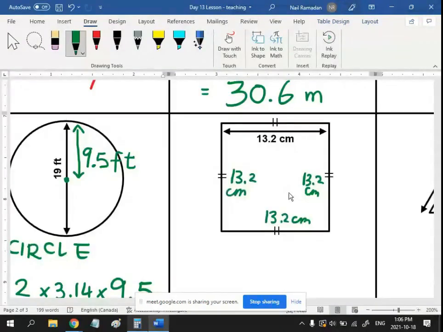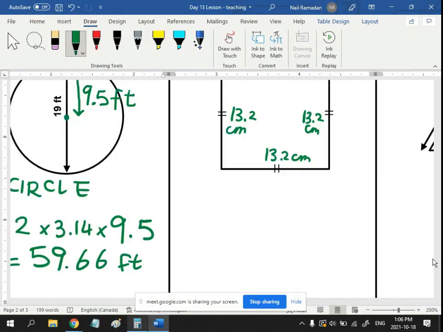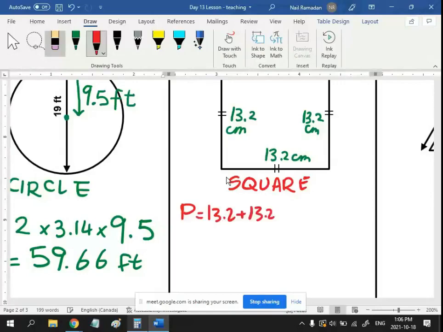So now you have a choice. You can actually add 4 of them together, or you can say, wait a minute, I have 4 copies of the same thing. I can just multiply 4 by 13.2. So I'm going to show you 2 things. Square. One way to do it is to say P equals 13.2 plus 13.2 plus 13.2 plus 13.2. How much is that equal to? 52.8 centimeters. That's one way.